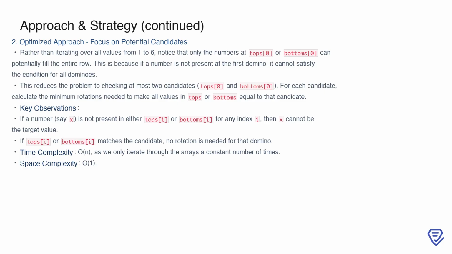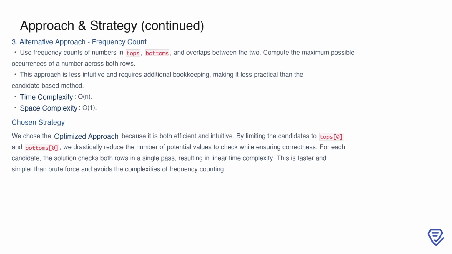By iterating through the arrays a constant number of times, this approach achieves linear time complexity with constant space, offering both efficiency and clarity. An alternative approach involves leveraging frequency counts of numbers in the tops and bottoms arrays. This method calculates the maximum possible occurrences of each number across both rows, while also accounting for overlaps where the same number appears in both tops[i] and bottoms[i]. While this technique is valid, it is less intuitive and requires additional bookkeeping to track these counts and overlaps. As a result, it is more complex to implement compared to the candidate-based method.